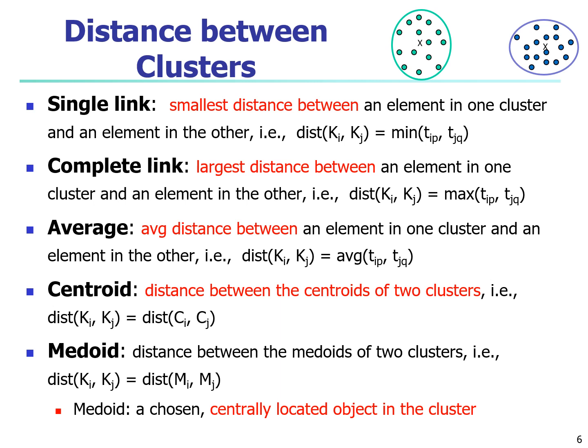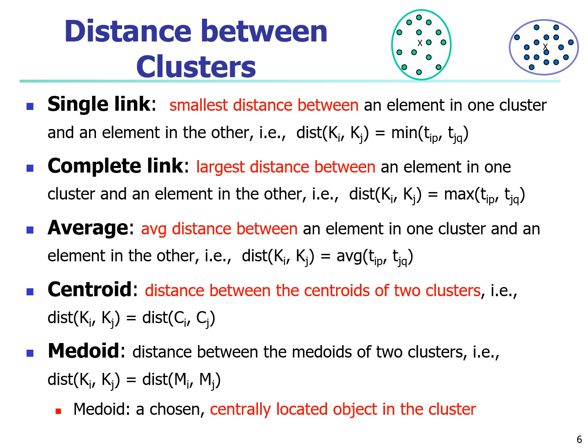To calculate the distance between clusters, we mentioned the single link. There are other ways, such as the complete link, the average, the centroids, the medoids. The single link is defined as the smallest distance between an element in one cluster and an element in another cluster. So it is the smallest distance between two elements in different clusters.